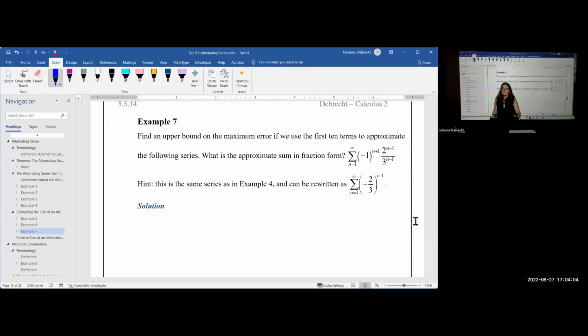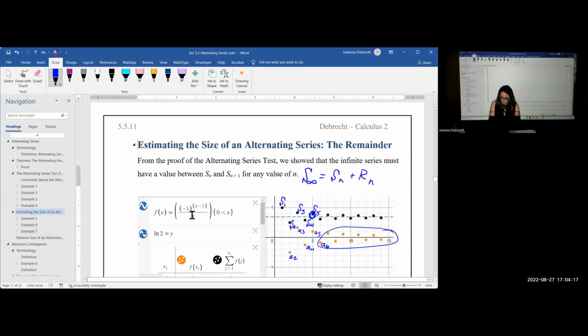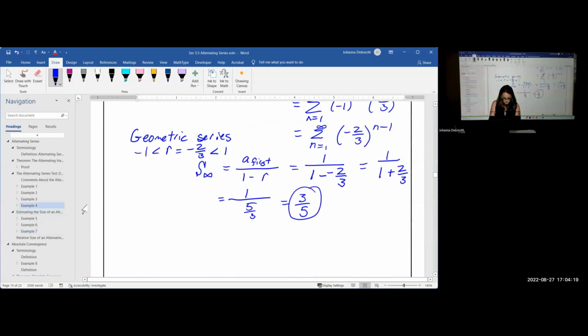And we know that it converges, and I think we found it converges to 3/5. Isn't that what it was? You can check in your notes, but I think that was correct. Let's see if we can find it. It was example 4. So coming up here, yes, it converged to 3/5.